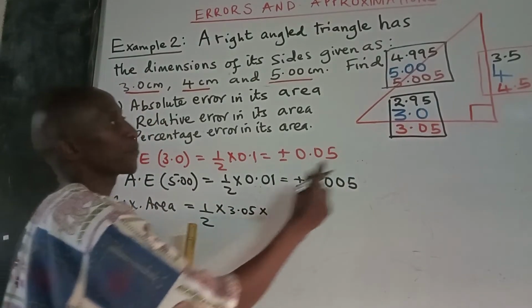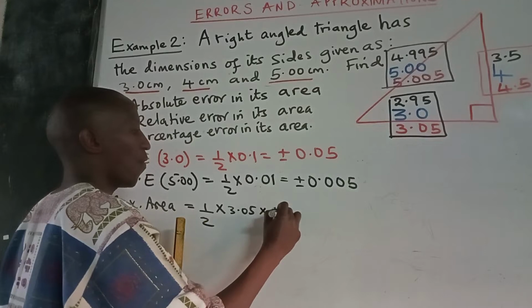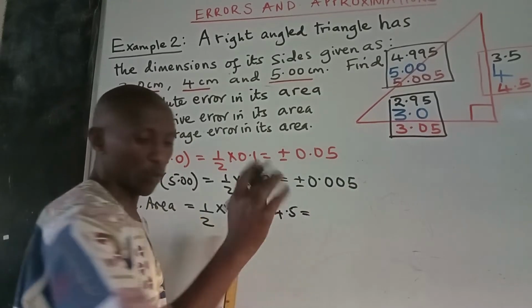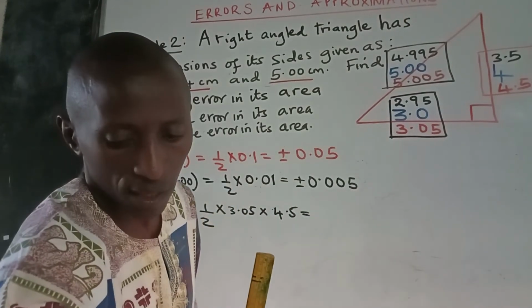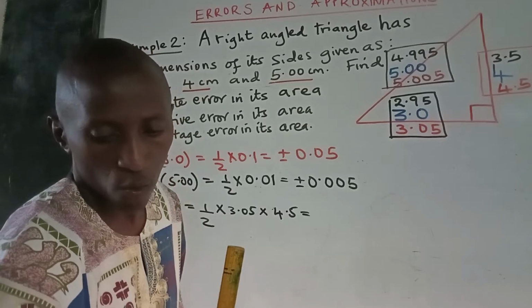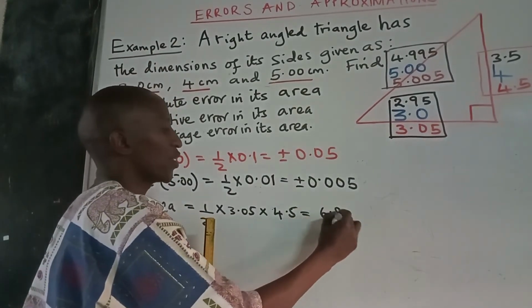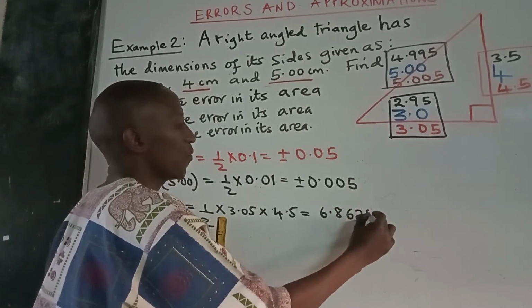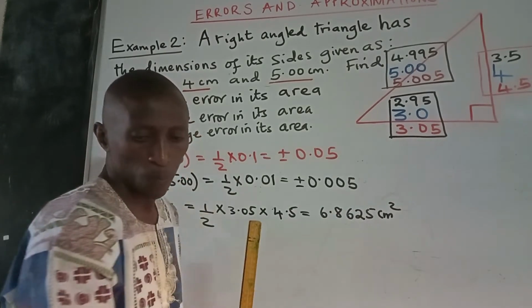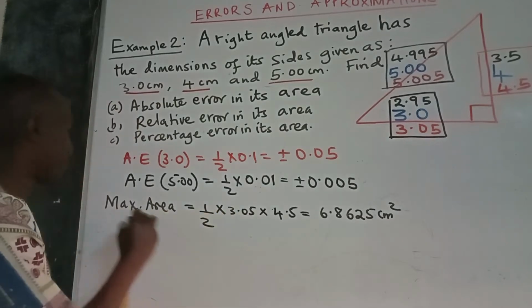3.05 times the maximum here, 4.5. And do compute that in your calculator, and let us see what you get. 6.8625. 6.8625 centimeters squared. Now, let's look at minimum.